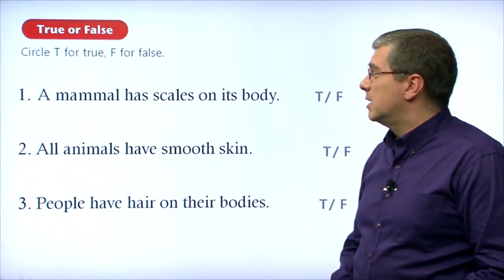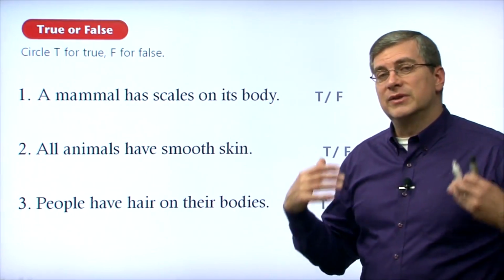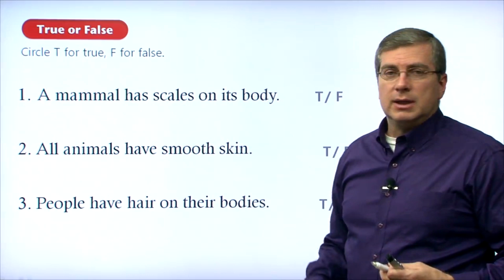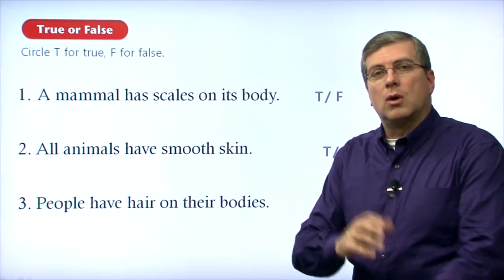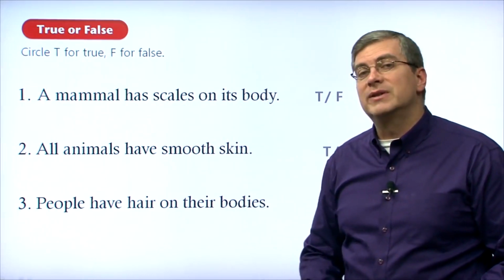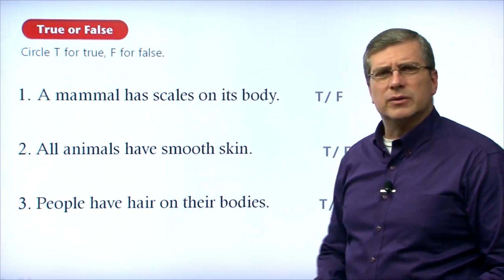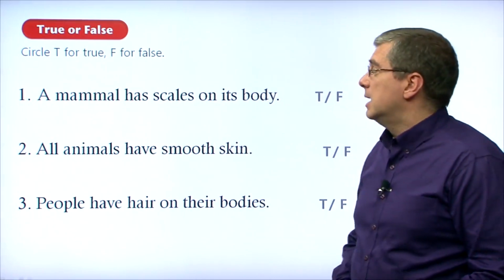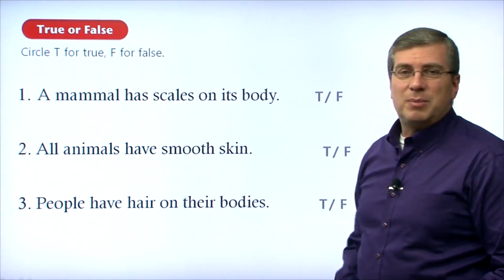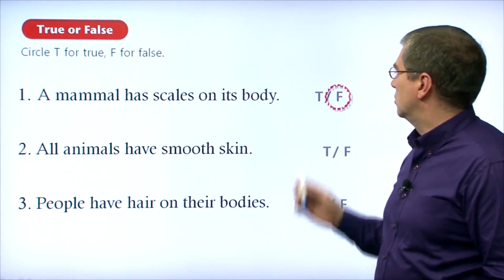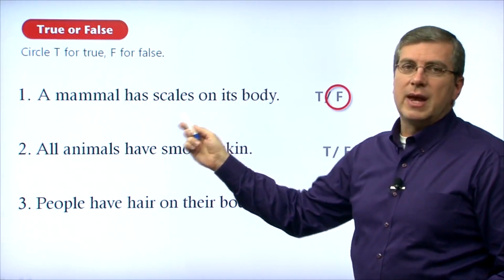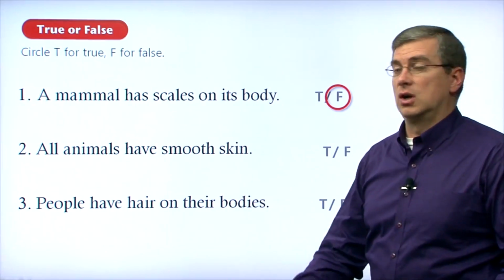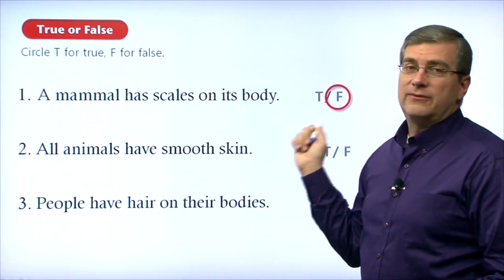Remember in the last lesson, we talked about what kind of skin an animal has. Mammals have hair, or more often, if it's an animal, we say fur. What has scales? Reptiles have scales, not mammals, okay? So a mammal has scales on its body? That is incorrect. That's not true, right? Mammals don't have scales. Mammals have hair. And if they have a lot of hair, we say it's fur. Okay, so number one is false.